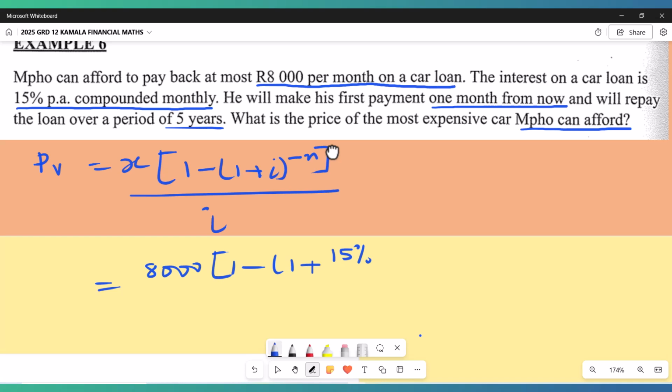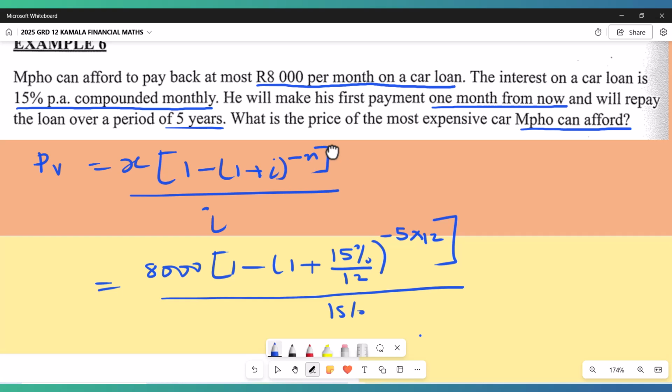Then because we are compounding monthly, divide by what? By 12, okay. And they're saying 5 years, so power negative 5 times 12, okay. And then close the bracket here, divide it again by I, okay. Our I is still 15%, and we are dividing by 12 because they're compounding monthly.